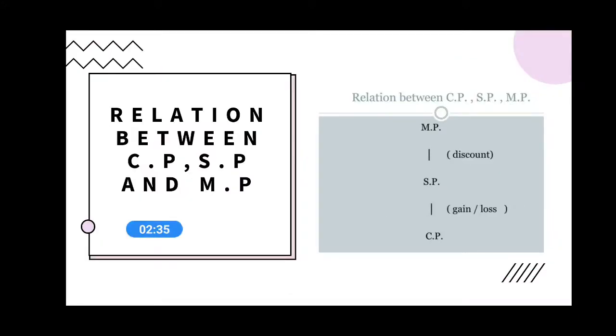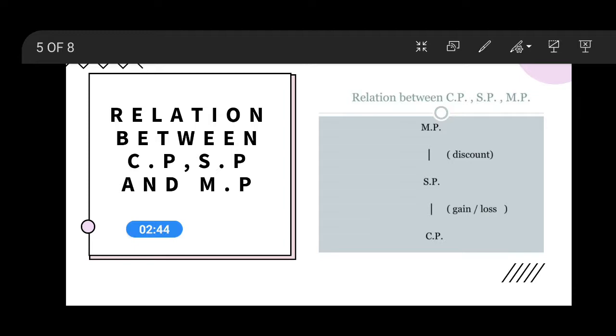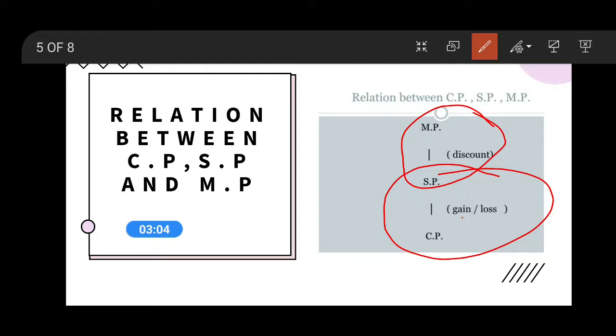Now further, what is the relationship between cost price, selling price and marked price? When we apply discount on the marked price, we get selling price. And when the person gets loss or gain on selling price, that can be helpful in finding out the cost price, or you can find out the selling price with the help of gain and loss occurred on the cost price.